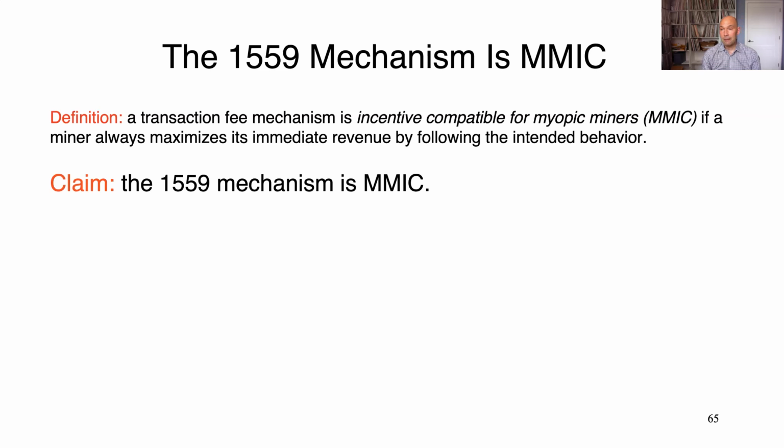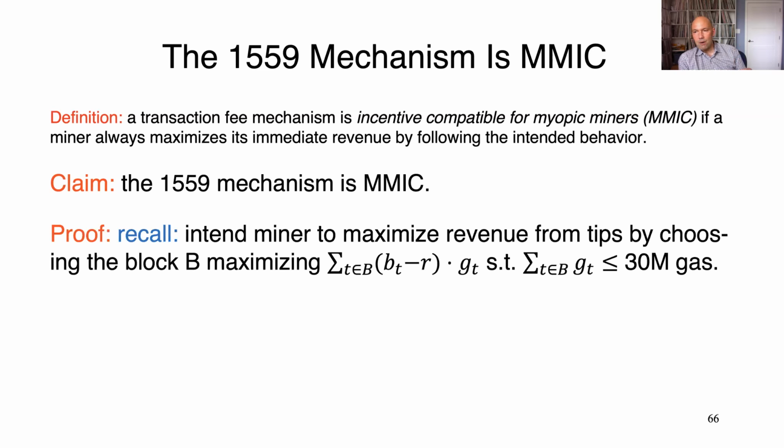Let's start with MMIC. Remember, this is the property that the miner is incentivized to behave in the way that you had in mind for them to behave. So what do we have in mind in 1559? Well, the miner gets the block reward no matter what. The miner doesn't get the base fee revenues no matter what. So the only thing the miner has any control over is the tips. Those are again transfers from the users to the miner.